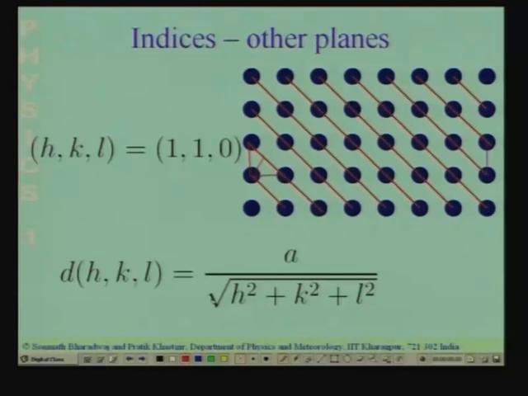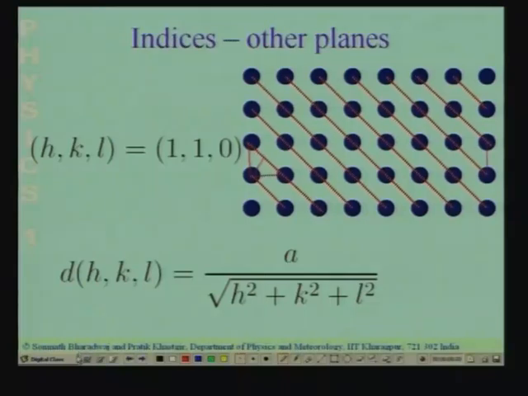So, I have explained to you over here and told you the basic idea and also the condition under which you will get a maxima in the diffraction pattern when X-ray is incident on a crystal.